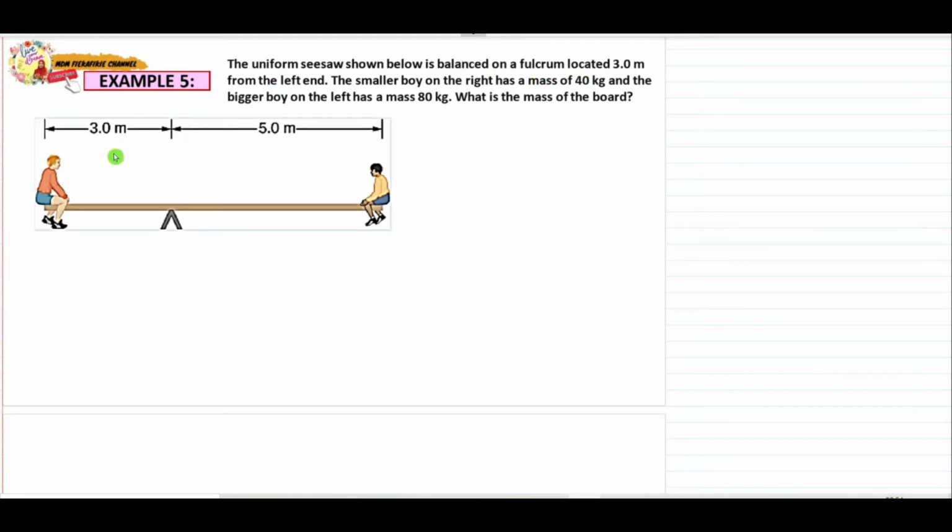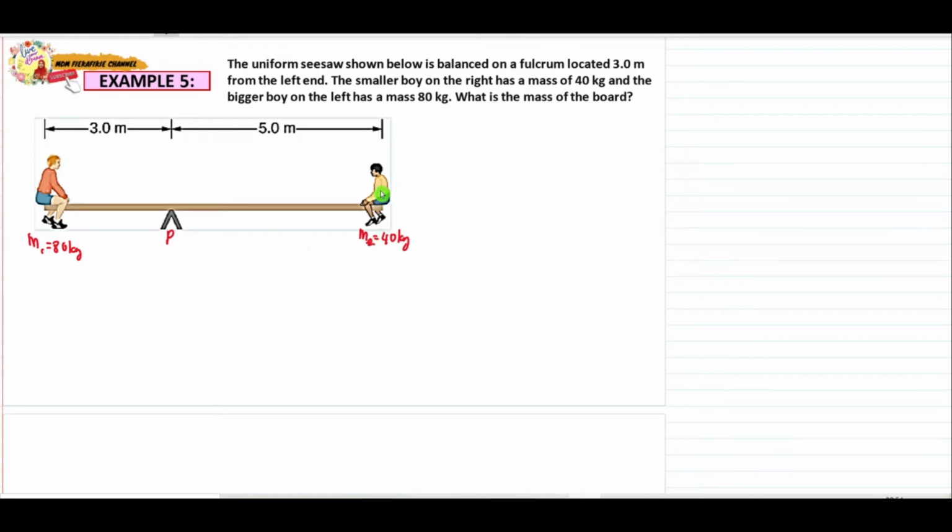So dalam gambar ni dia dah label lah. Okay, so this is the pivot. So P, saya letak P. The smaller boy on the right here has a mass of 40 kg. So saya letak M1, 40 kg. And then the bigger boy on the left has a mass of 80 kg. So I will put here as M2. Okay, so M2 is, ataupun sini saya letak M1 lah. M1 is 80 kg. Kejap. M1 80 kg. M2 is 40 kg.